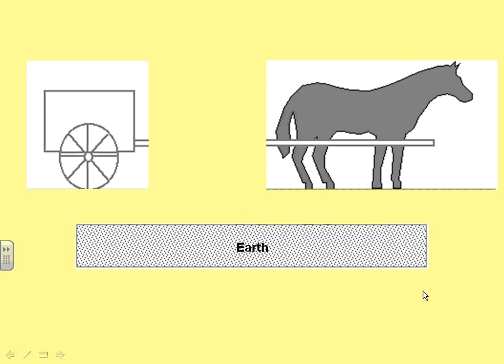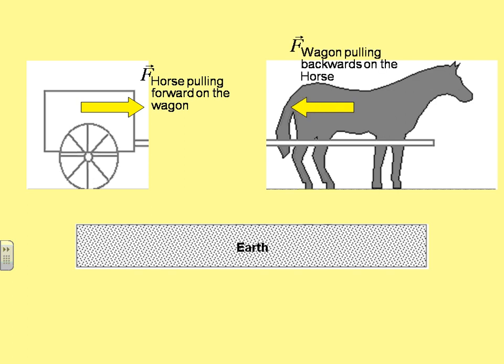What the horse is saying is, look, I pull forward on the cart. So this is the force of the horse pulling forward on the wagon. Then by Newton's third law, the wagon must pull backwards on the horse with a force which is equal in size and opposite in direction. Same size arrows, right? Just pointing in the opposite direction. Now the horse says these forces should cancel out. But maybe you can see in the force diagram here why they don't actually cancel out.